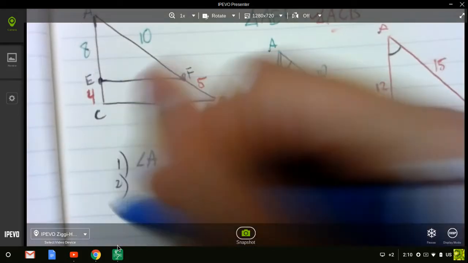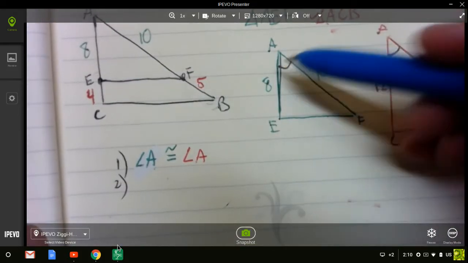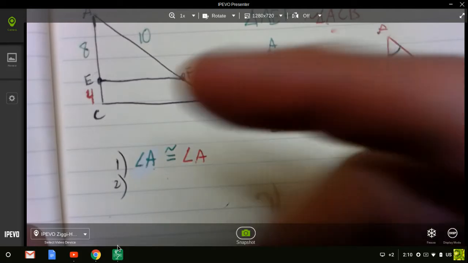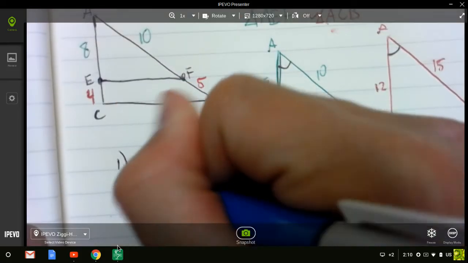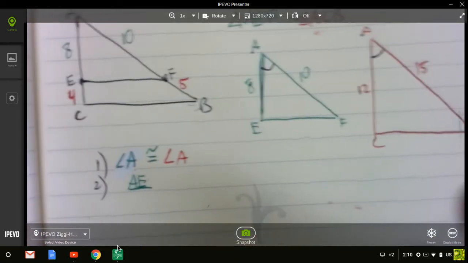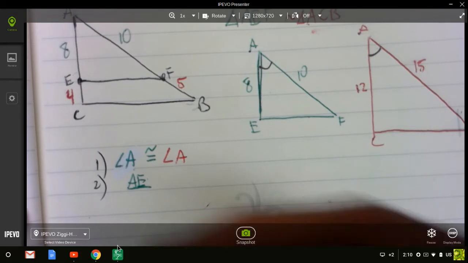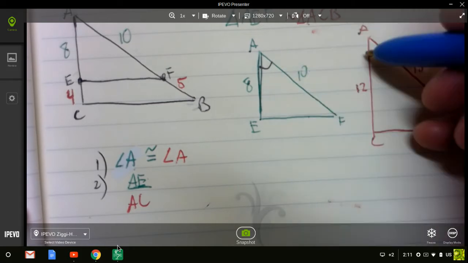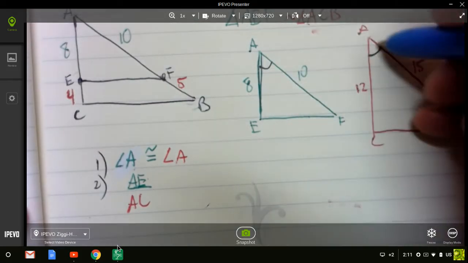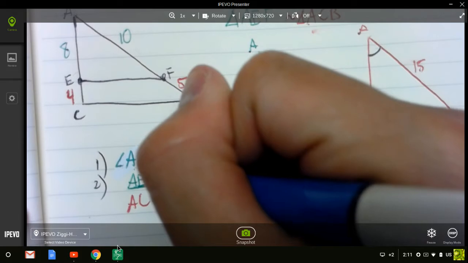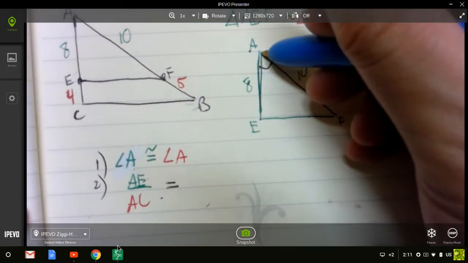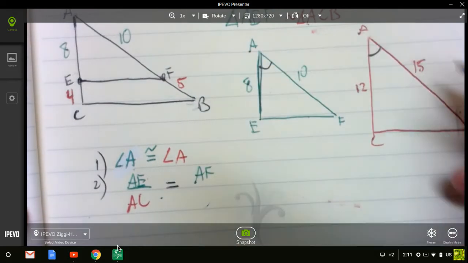The second statement I'm going to start making is that I think the ratio of AE to AC, I just chose to do small side over the big side, corresponding big side, AE to AC, I think that ratio between these two sides is going to be equal to the ratio of these two sides over here. But let's see if it is. So I'm going to say this is AF over AB.